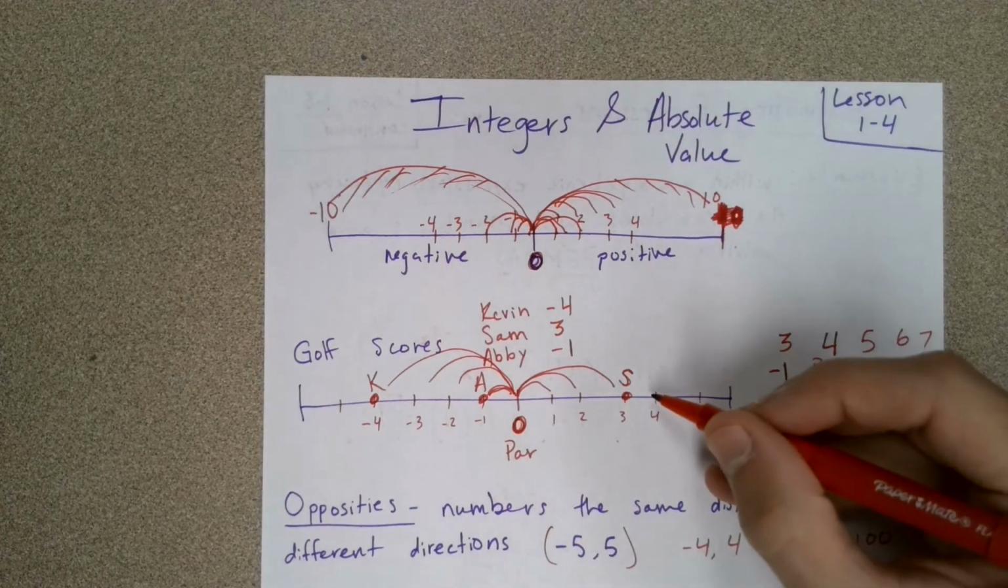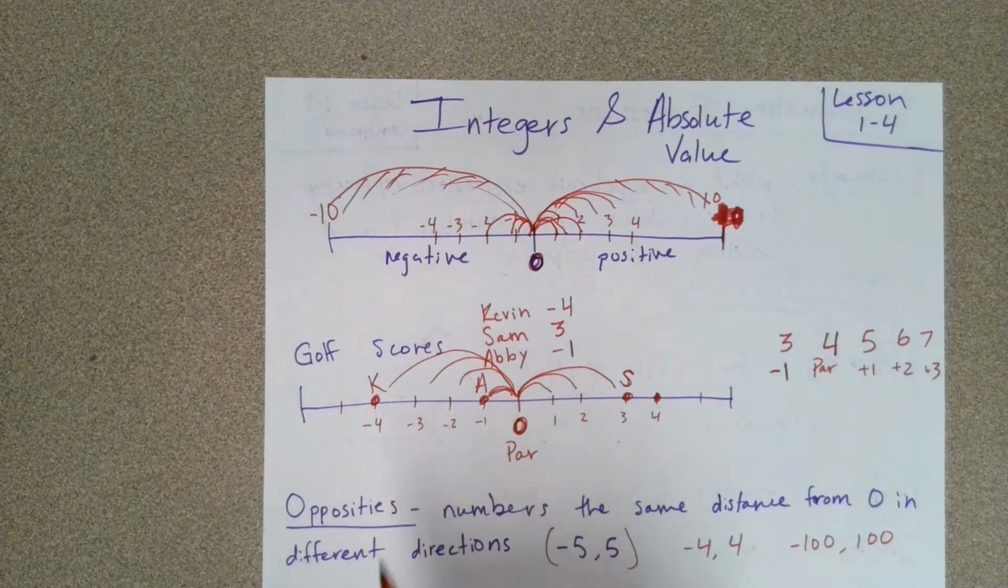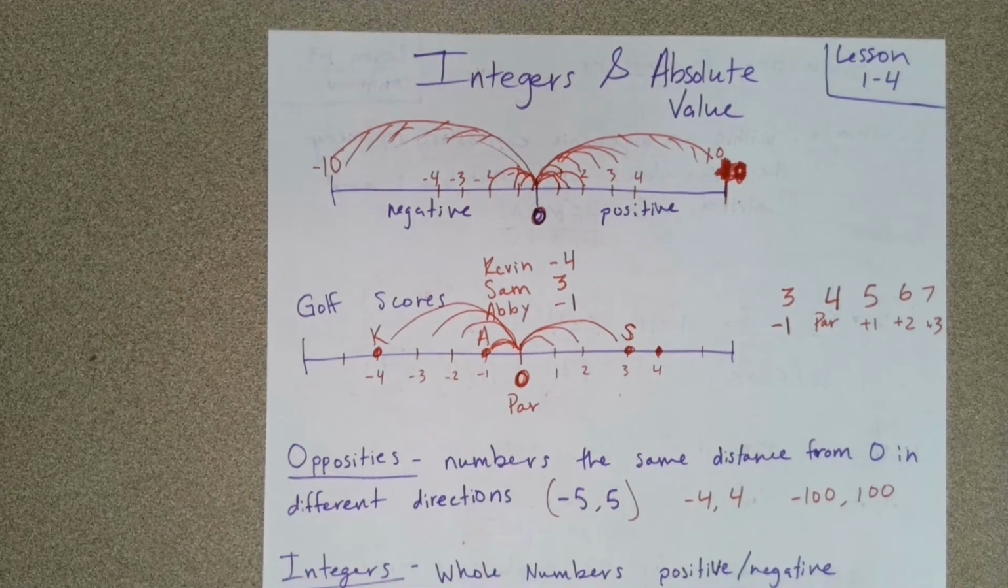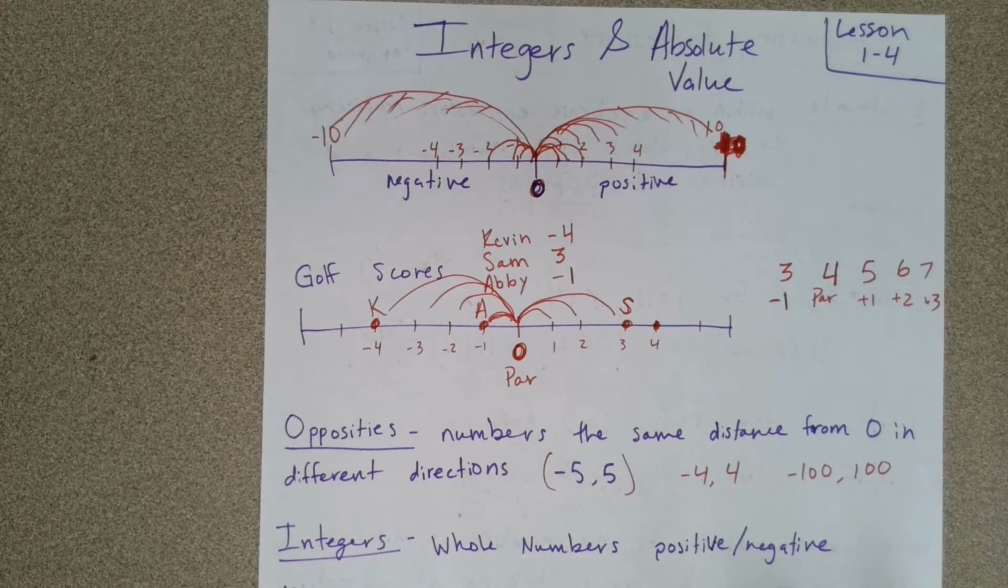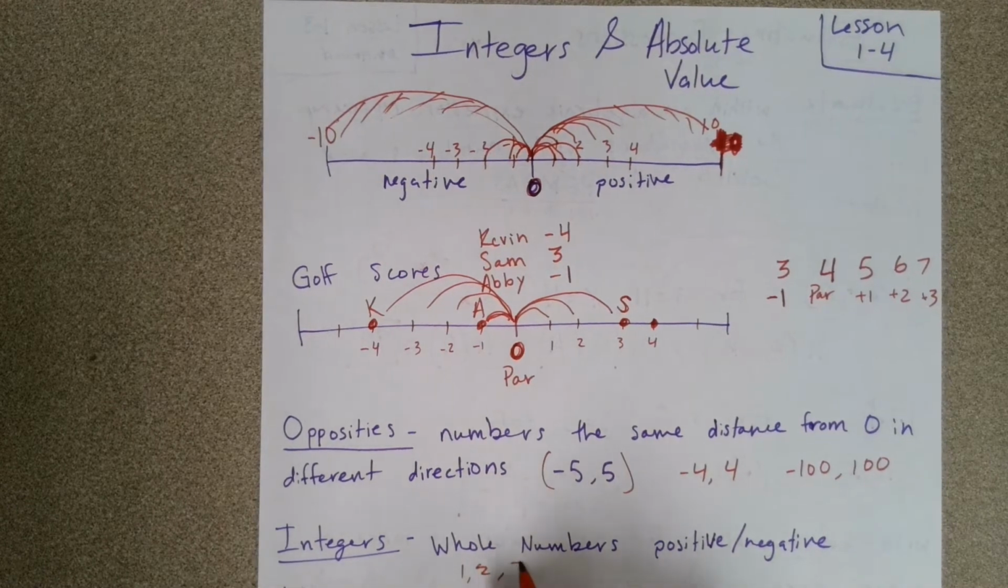4 is right here. It's 4 jumps in this direction. -4 is 4 jumps in this direction. They're the same distance from 0. They are opposites. Integers, another big word for you. Whole numbers, positive and negative. Now, a whole number, that might be confusing to you, but those are just our common numbers. So an integer is any number, positive or negative. So those are the positive integers. Then we got our negative integers as well.